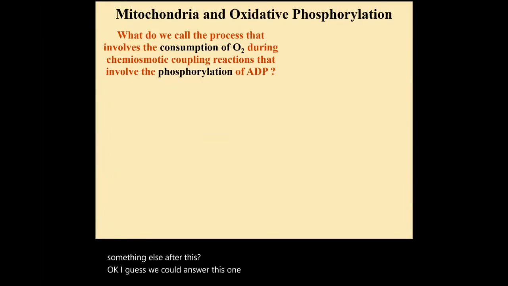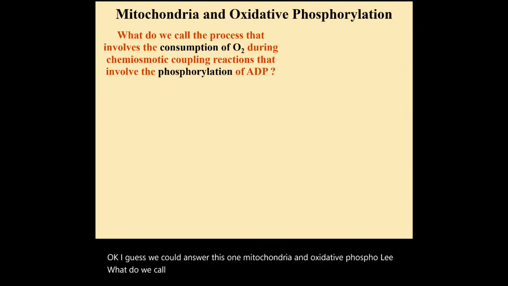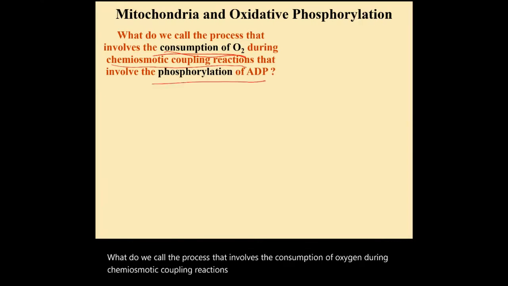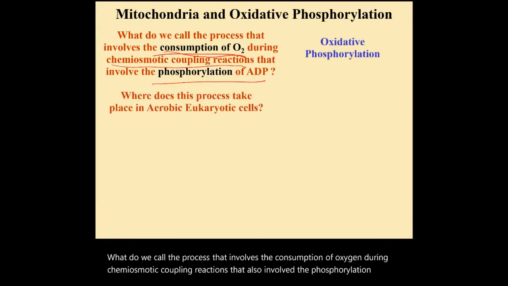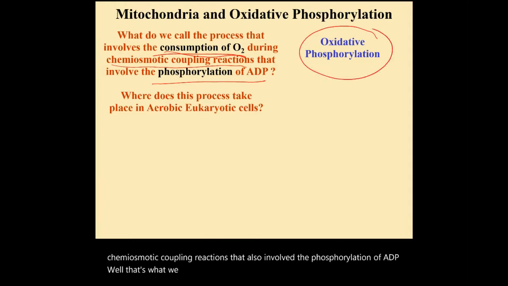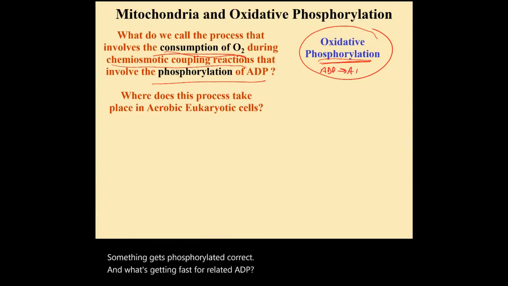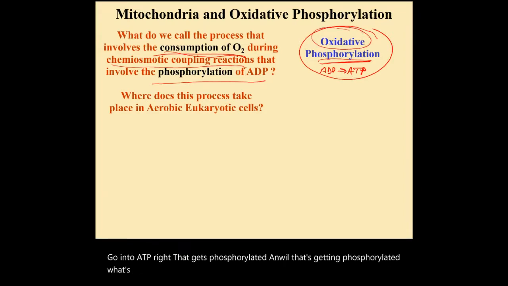Mitochondria and oxidative phosphorylation. What do we call the process that involves the consumption of oxygen during chemiosmotic coupling reactions that also involve the phosphorylation of ADP? Well, that's what we call oxidative phosphorylation. Something gets phosphorylated, correct? And what's getting phosphorylated? ADP going to ATP, right? That gets phosphorylated. And while that's getting phosphorylated, what's being used up in the cell? Oxygen being used up in the cell, correct?